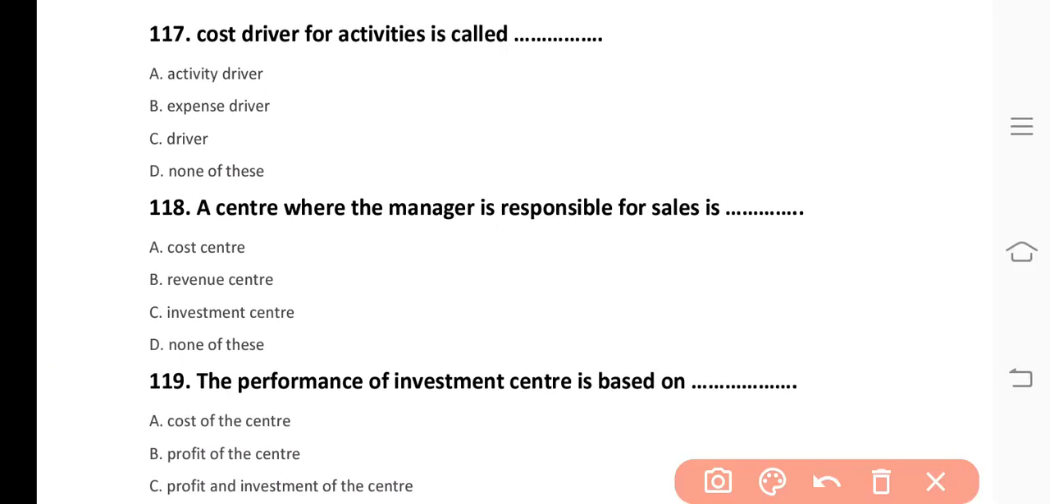MCQs number 117. Cost driver for activities is called activity driver, expense driver, driver, none of these. So correct option is option A, activity driver.